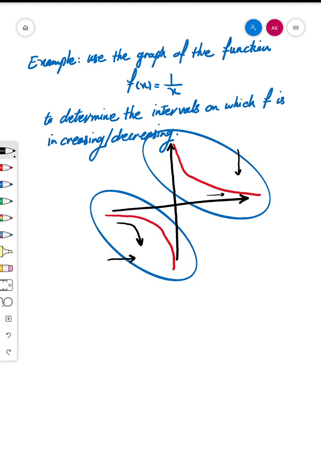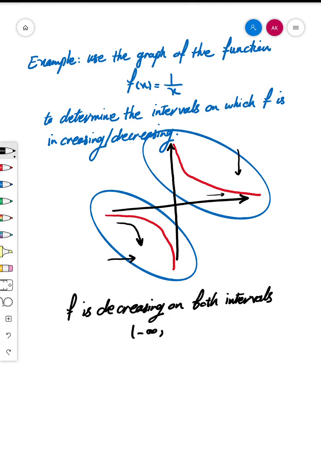So at least we can say that f is decreasing on both intervals, negative infinity to 0 and 0 to plus infinity. Again, remember that when we are doing increasing and decreasing, we always deal with open intervals. So in this case, also, this is an open interval.